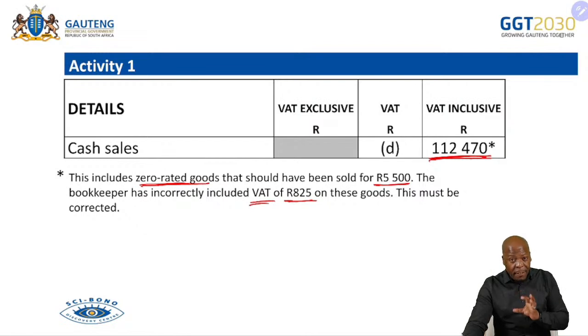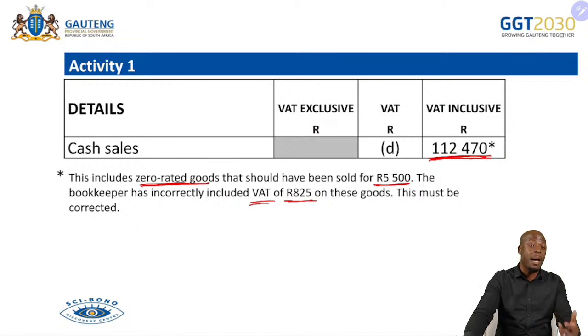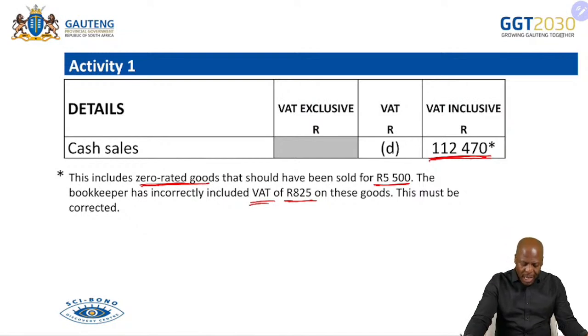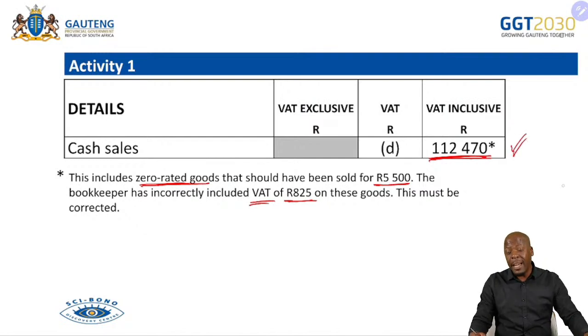But that 5,500 rand has to now be added with 825, which is the VAT amount. So the 5.5 becomes your exclusive amount and the 825 becomes your inclusive. So that means I need to know what was my inclusive amount, because here I am given an inclusive amount. So what then is my inclusive?